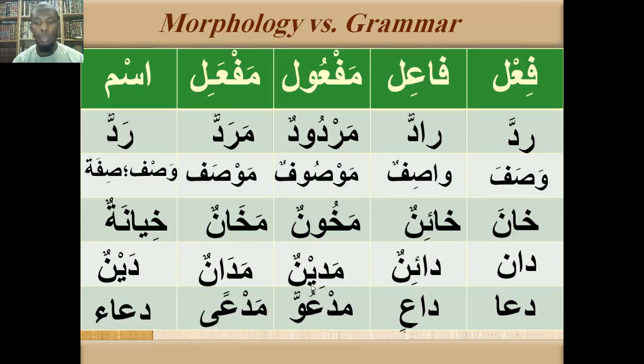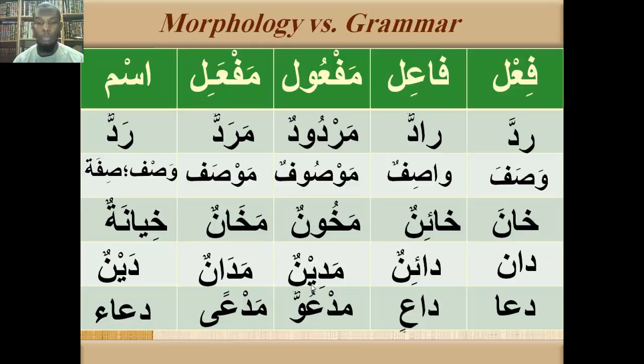So the next one that we have is da'a. For da'a, we began here, we said this is naqis, means to call out and to supplicate. Naqis means that it has a harf illa as the lamul fi'l.